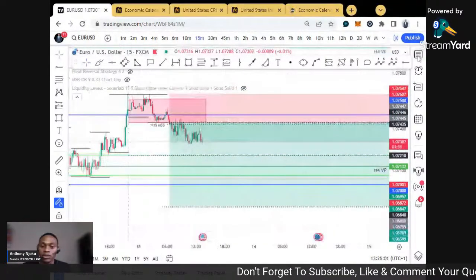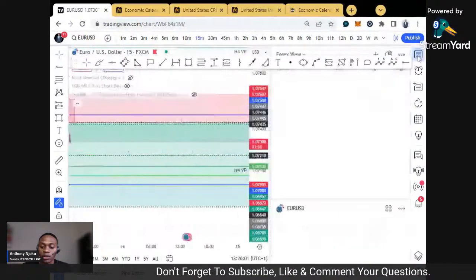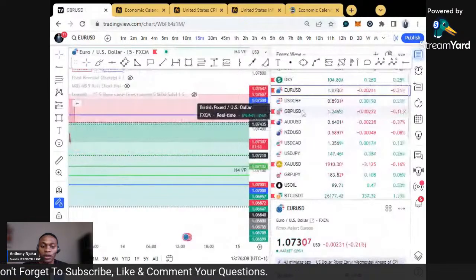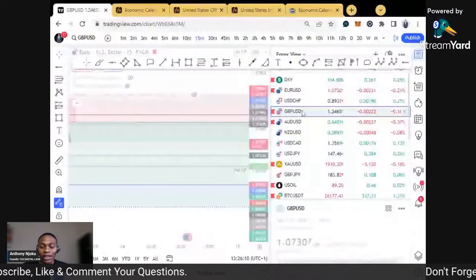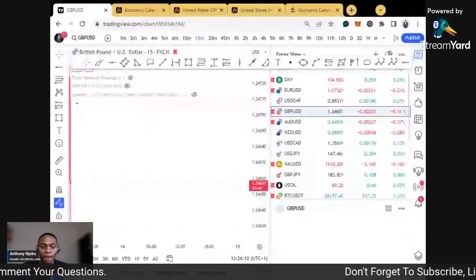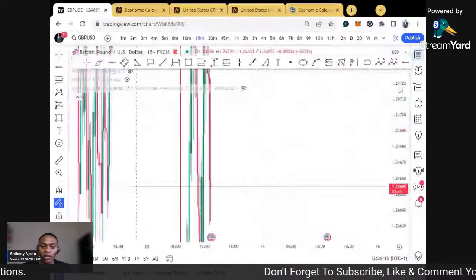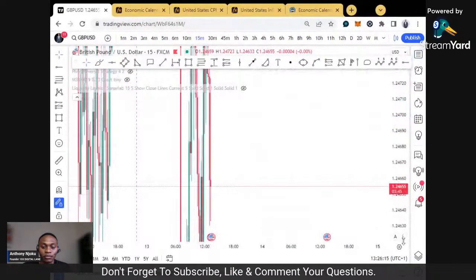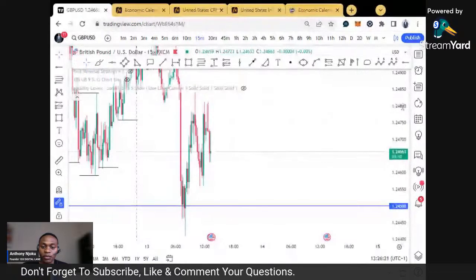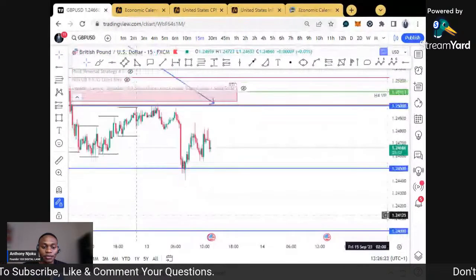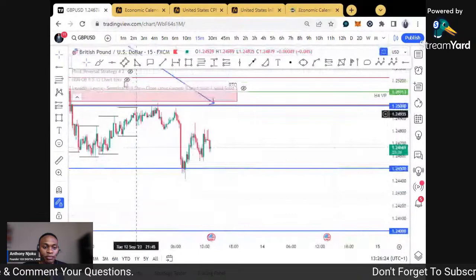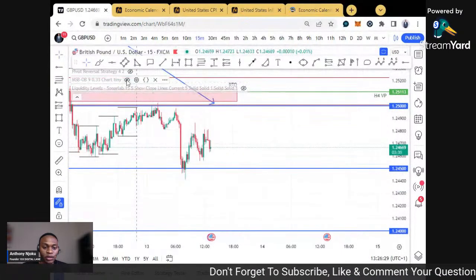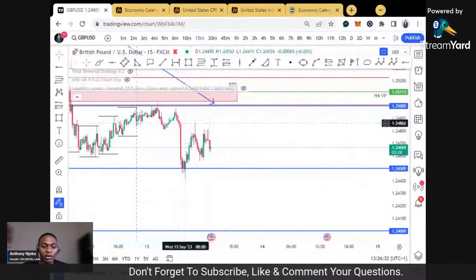Let's see the structure of other pairs. A lot of sentiment is going for the buys. So this is GBP USD currently. Where is the liquidity? Okay, we have liquidity to the downside and also to the upside.